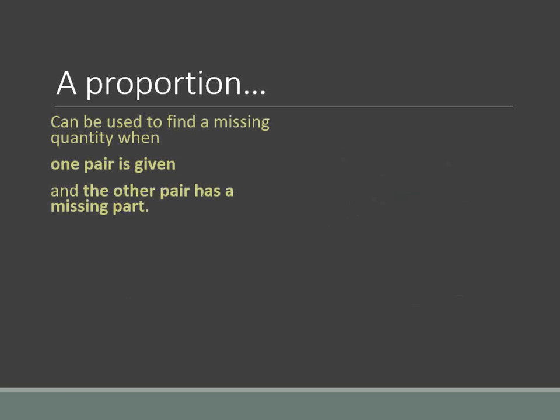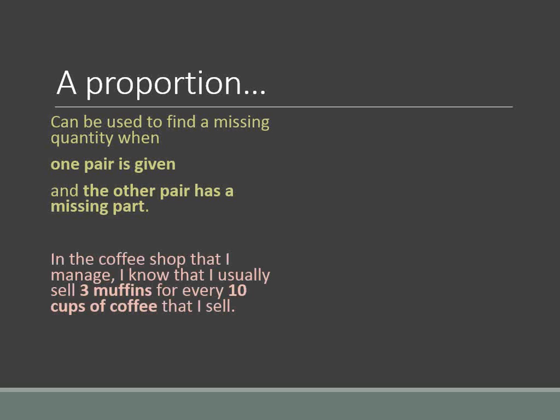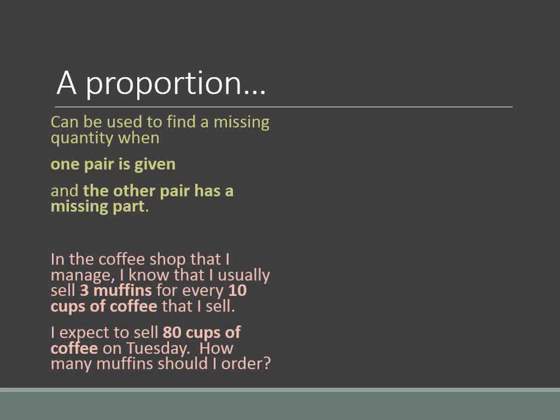Building on that foundation, a proportion can be used to find a missing quantity when one pair is given and the other pair has a missing part. I'll do a quick example. In the coffee shop that I manage, I know that I usually sell 3 muffins for every 10 cups of coffee. I expect to sell 80 cups of coffee on Tuesday. How many muffins should I order? I think that's a realistic question that some of our students may encounter.